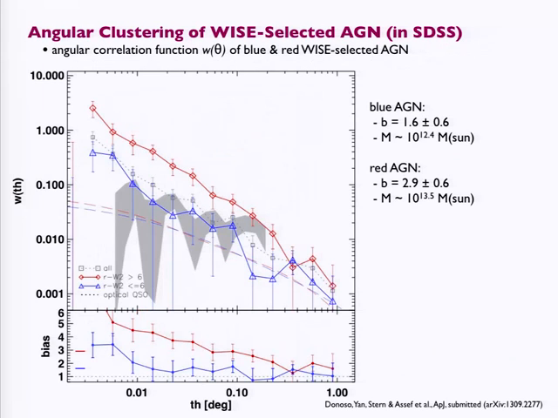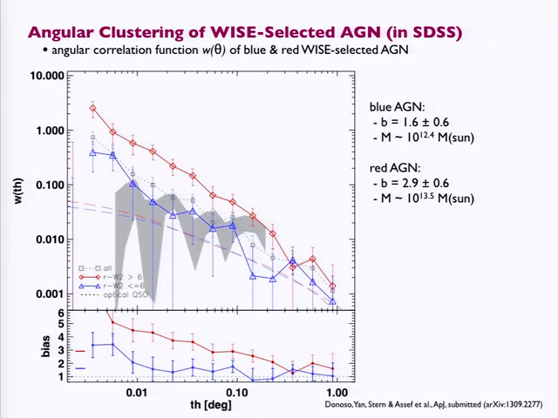And then here's the exciting result. This is the angular correlation function for red and blue WISE-selected AGN using samples of nearly 200,000 AGN over thousands of square degrees. And we find that the red AGN have a much higher bias than the blue AGN. Ryan Hickox had hints of this a couple years ago in the Boötes field, pretty low significance with something like 800 sources. Now we have nearly 200,000 sources. It's a very robust result.